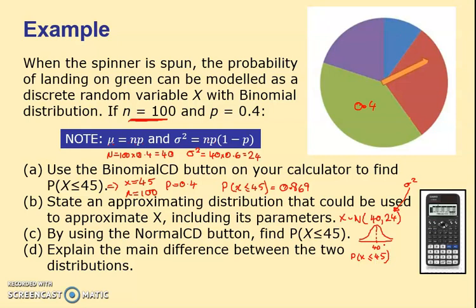So I'm going to now press menu 7, and I'm going to go normal CD this time. Our lower number, we want less than or equal to 45. The lower number is meant to be negative infinity. I always type minus 9999 in. My upper number is 45. My sigma, what was my sigma? I worked it out. It's root 24. And my mu is 40. And that gives me an answer. It's 0.846.